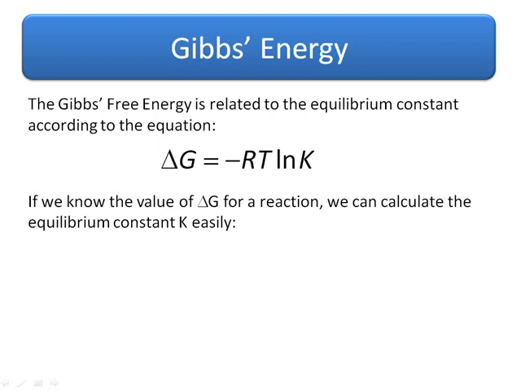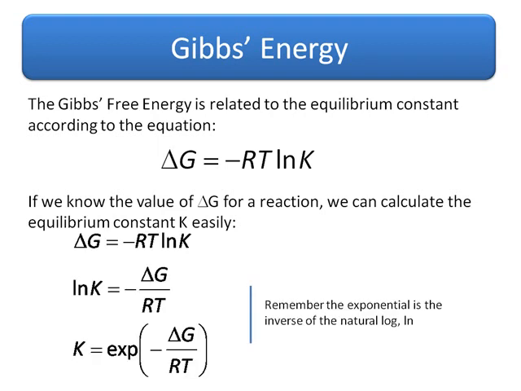The second example we'll look at is Gibbs energy. Gibbs free energy is related to the equilibrium constant according to this equation. So if we know either K or delta G, this equation allows us to interrelate the two. Let's say we know the value of delta G for a reaction. We can calculate the equilibrium constant very easily just by rearranging this equation. If delta G is minus RT ln K, then if I divide across by minus RT, I get an expression for ln K, and then to get the anti-natural log, effectively we want to get the exponential. So K is equal to the exponential of minus delta G over RT.